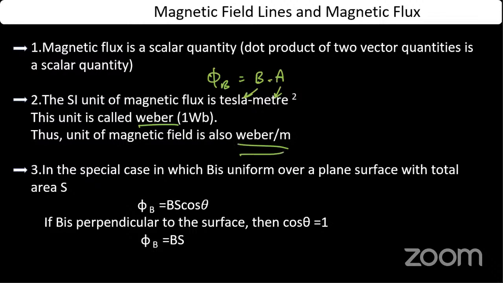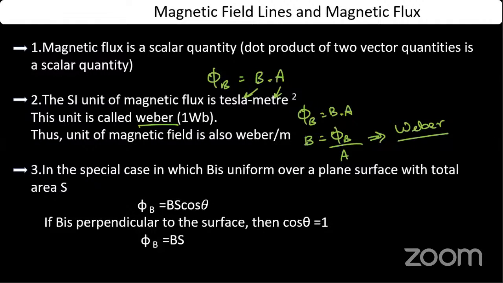See, the other expression for magnetic field: we know that phi b is equal to B dot A, right? So if we solve for B, B will be equal to phi b divided by A, that is Webers divided by area. So if we write the SI units, we have Webers per meter square. Yes, it should be Webers per meter square. So the unit of magnetic field is Webers per meter square.